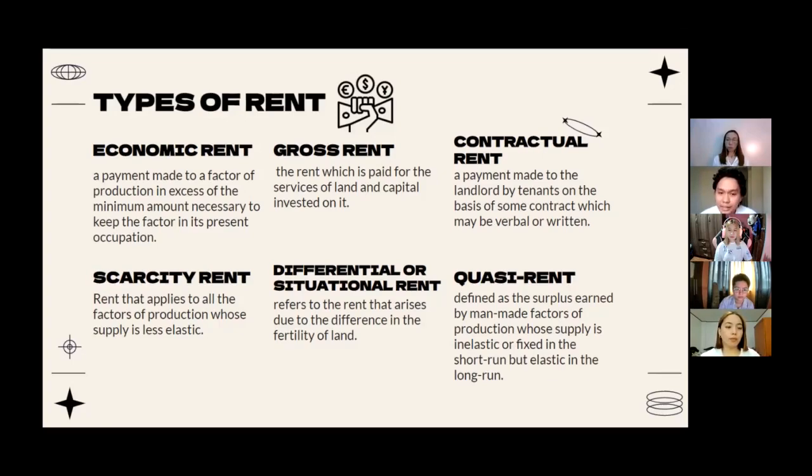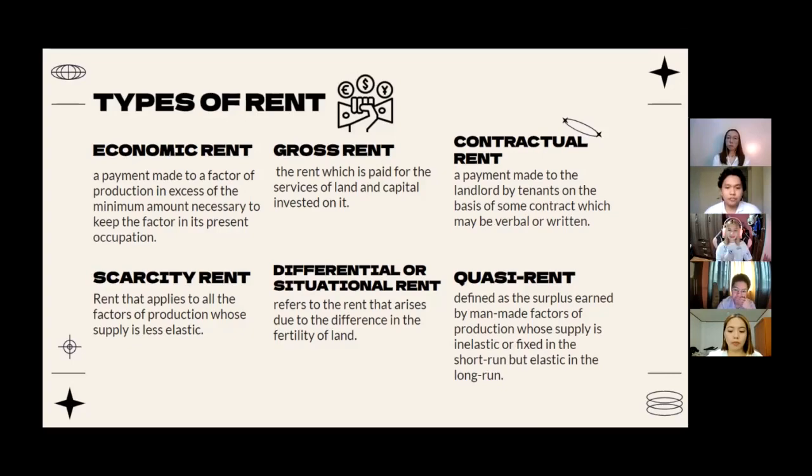Next, we have contractual rent, a payment made to the landlord by tenants, of course, on the basis of an agreement or some contract, which may be verbal or written. So it may be more or less than the economic rent. Next, you have the scarcity rent. It applies to all the factors of production whose supply is less elastic. So scarcity rent rises due to the scarcity of factors of production.